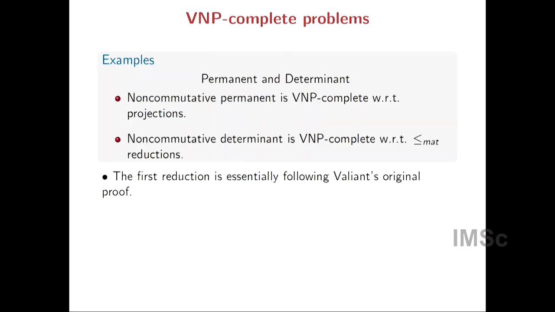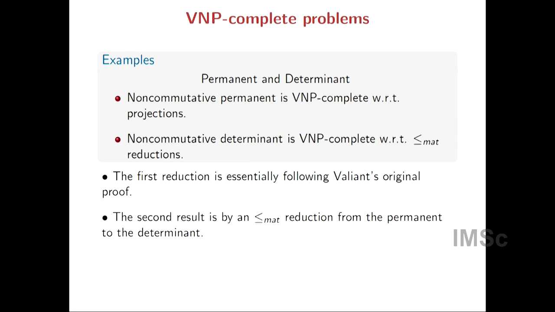And the interesting thing is that not only is the non-commutative permanent VNP complete, the non-commutative determinant is also VNP complete. The first one is with respect to projections. The second one has to be with respect to matrix reductions. You can't do it with respect to projections because we have a transfer theorem which says that if something in the non-commutative world was complete with respect to projections, then you can take it back to the commutative world. And we know determinants are easy in the commutative world. But with respect to matrix reductions, it is VNP complete.